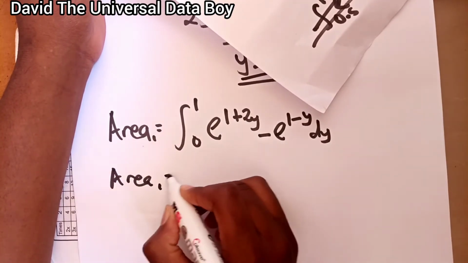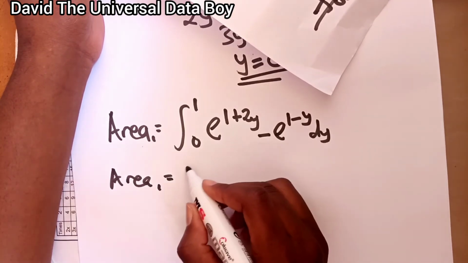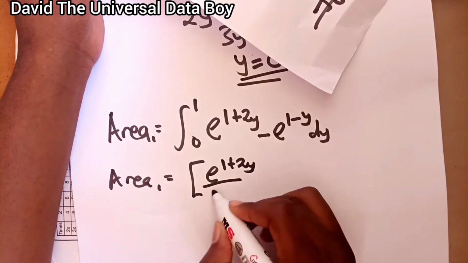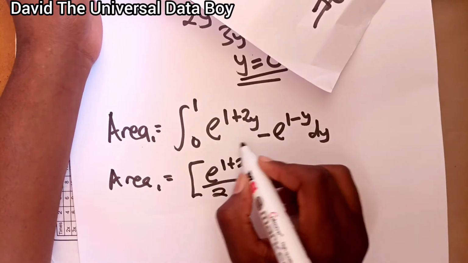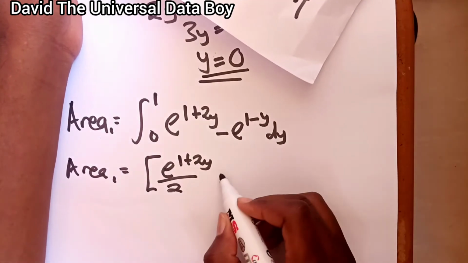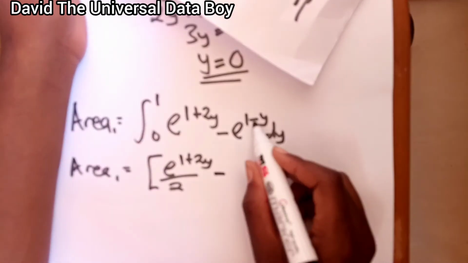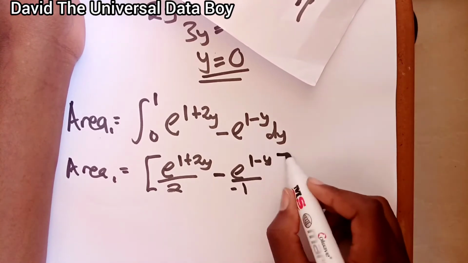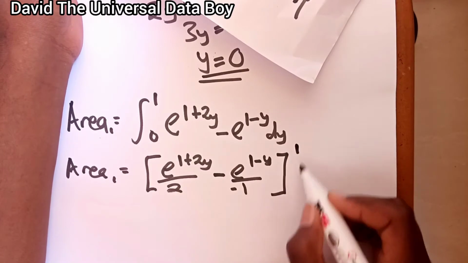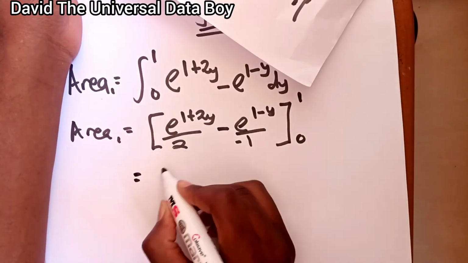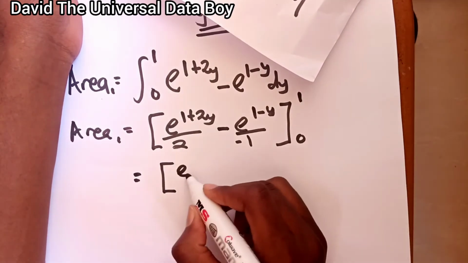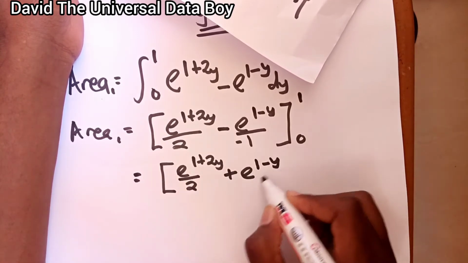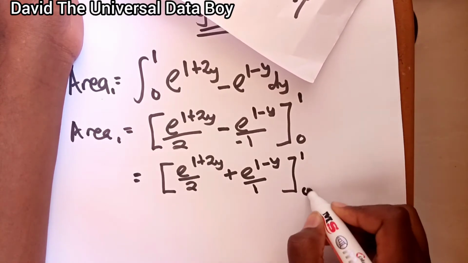You can solve area 1: the integral of this one is simply e to the power 1 plus 2y over 2, because the derivative of this one goes in the denominator, which is 2. Then this one is what we are subtracting. The derivative is e to the power 1 minus y over negative 1. This negative and this negative cancel out, so you have e to the power 1 plus 2y over 2 plus e to the power 1 minus y over 1, with limits 1 and 0.